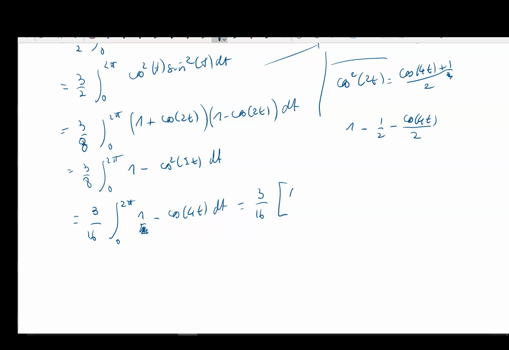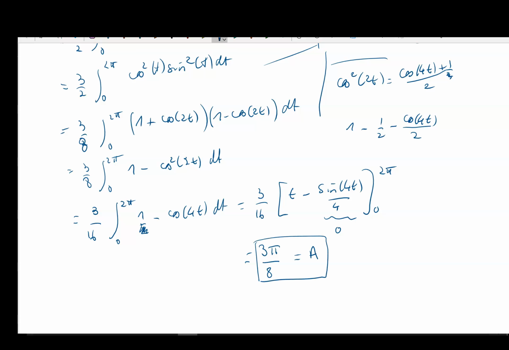So 3 over 16 times t minus sine of 4t over 4, between 0 and 2 pi. The sine term is going to be 0 at 2 pi and at 0. And so I have just 2 pi times 3 over 16, so that's 3 pi over 8. Okay, so this is the area inside the asteroid. We will practice some more during the tutorial, but basically that's the idea. Okay, thank you very much. Bye.